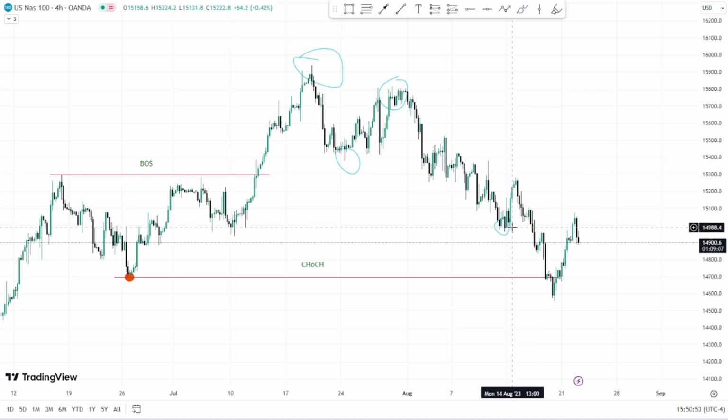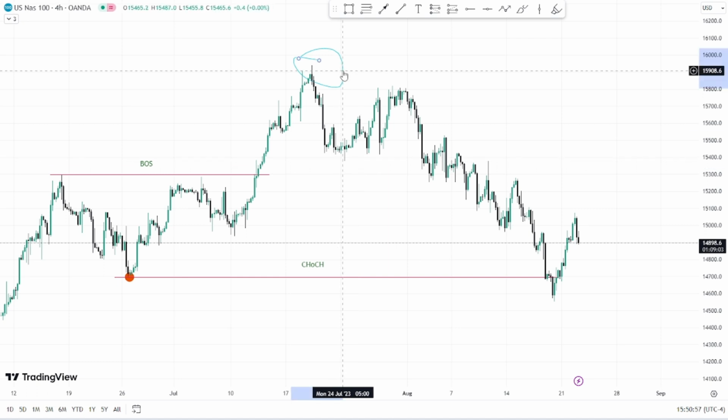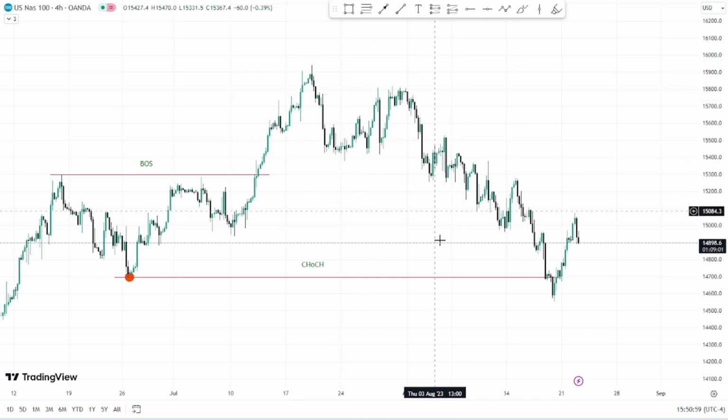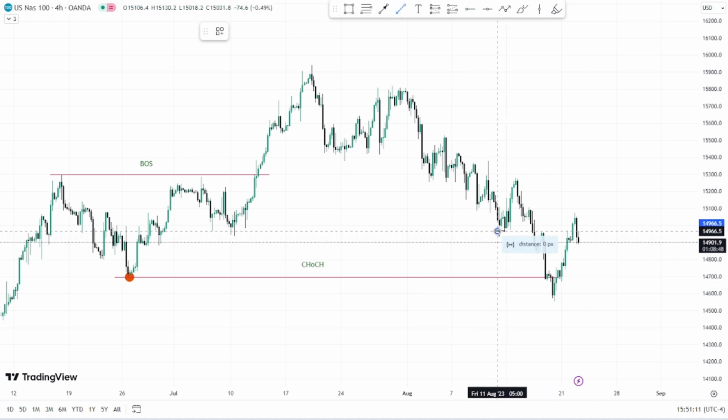Let me remove these things. I just wanted to make it clear to you guys so that you can better understand it. So then now we have a lower low here, right? Then we're going to mark it. So I'm talking to those who are swing traders right now. Let me show you how you could have capitalized from this.